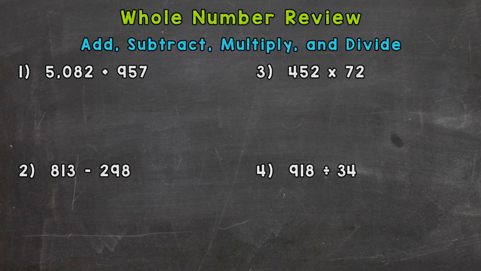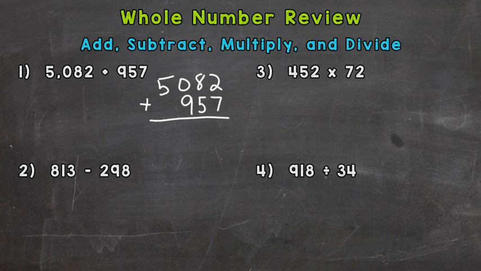Now, for addition and subtraction, one of the most important things is getting your problem lined up properly. We need to line up our places: the ones place, the tens place, hundreds, and so on. So for this one, we have 5,082 plus 957. So again, I have my ones place, my tens place, my hundreds, and thousands place here. Everything's lined up. Now I'm ready to add.